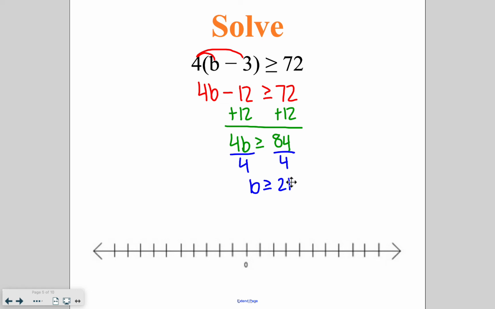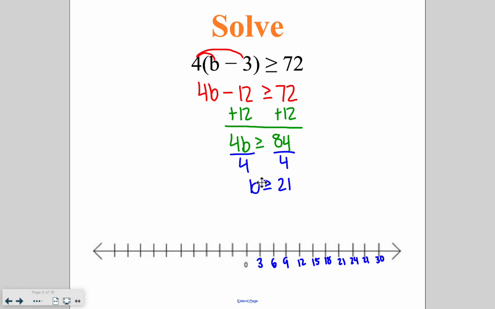Currently on my number line, I would be counting by 1 since there is no label. If I want to count by something bigger, which I will need to in order to get to 21, I can renumber. 21 is divisible by 3, so I'm going to go ahead and count by 3s. So 3, 6, 9, 12, 15, 18, 21, 24, 27, and 30.